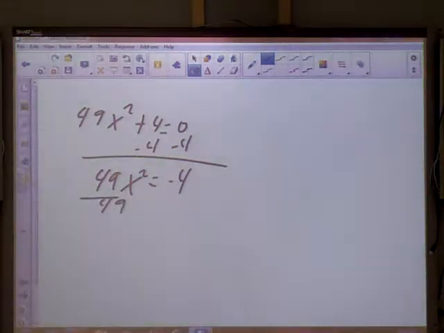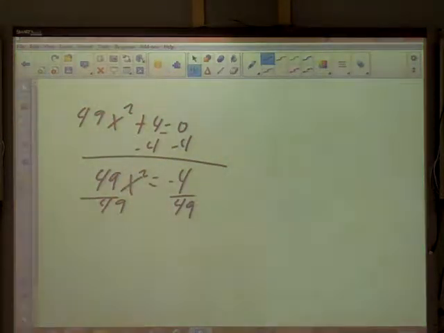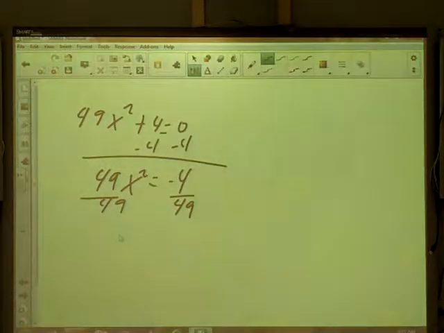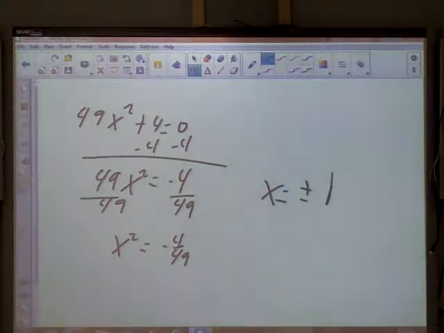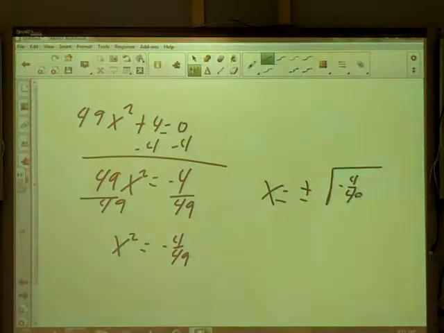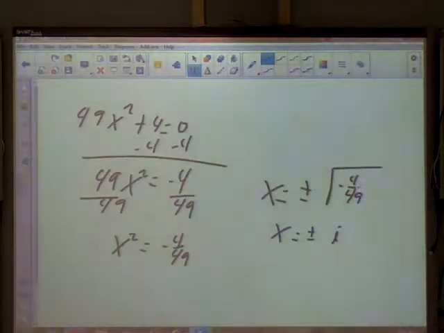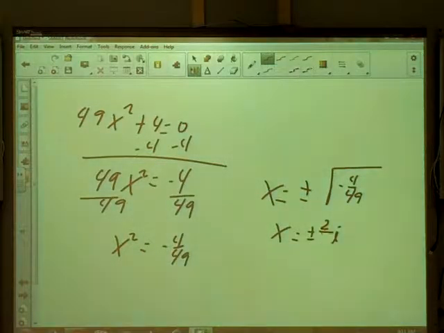Divide by 49. Yeah, it's a fraction. That gets me x squared equals negative 4 over 49. Now I got to undo that squared, so I take a square root. So x is the positive or negative square root of negative 4 over 49. Remember, when you square root, you square root the top and the bottom. Since it's got a negative underneath there, it's going to be an i. So x is positive or negative, with an i in it. Square root of 4 is 2. Square root of 49 is 7.